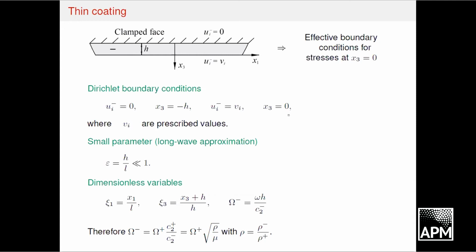So this is a relatively standard approach here. We would use asymptotic integration, a method due to Professor Goldenweiser. So we will have a small parameter here, the long wave approximation, and we would introduce dimensionless variables and also dimensionless frequency here. The important thing is that we are talking here about high frequency, not a low frequency approximation. So this omega minus would be of order 1.